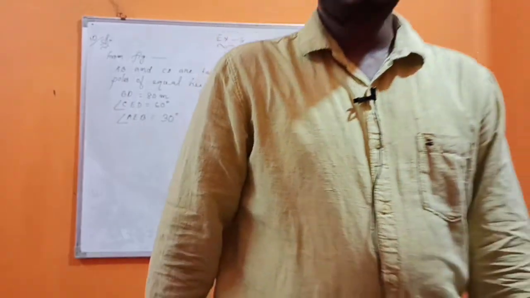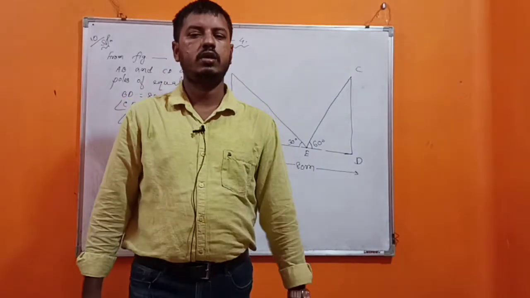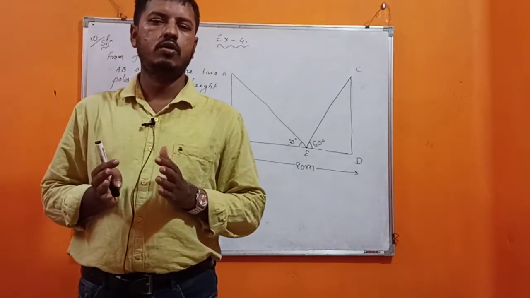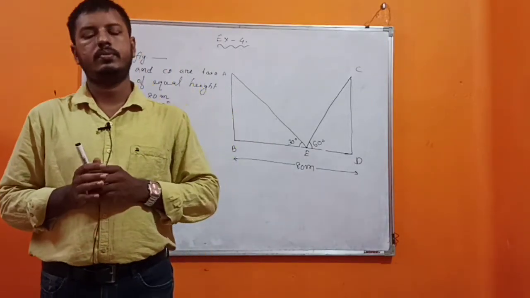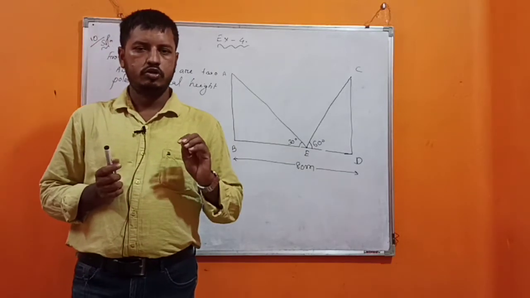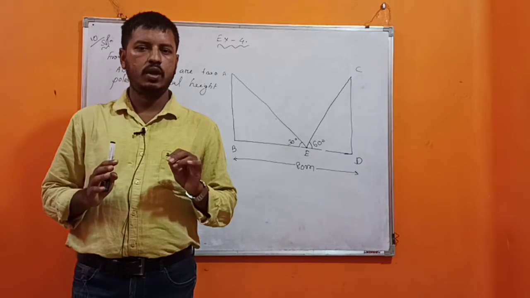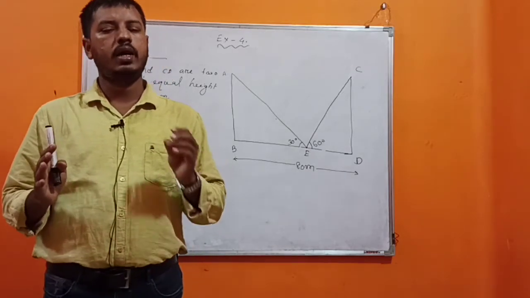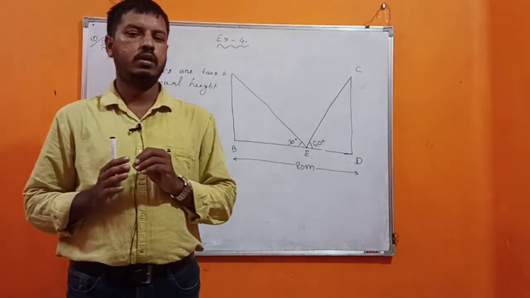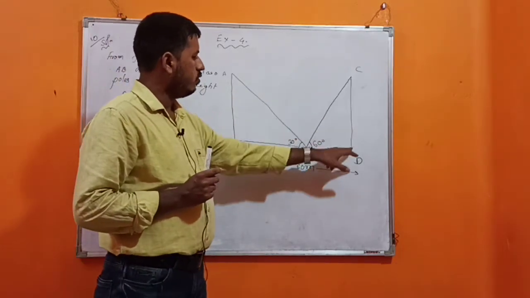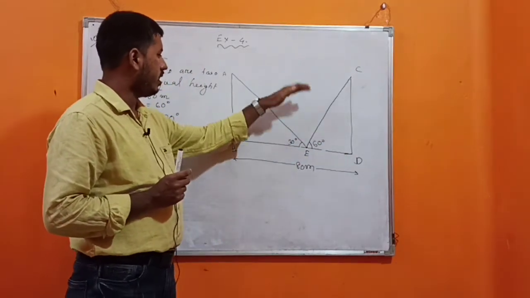Good morning, students. Today we are again continuing our classes from question number 10, exercise 9.1 of chapter 9, class 10, general mathematics. In question 10, it is given that two poles of equal height are situated on either side of a road. I have written AB and CD as the two poles. Please look at the diagram.